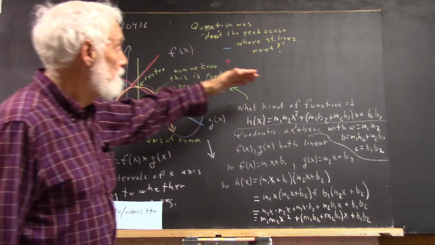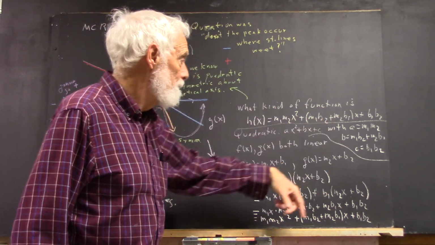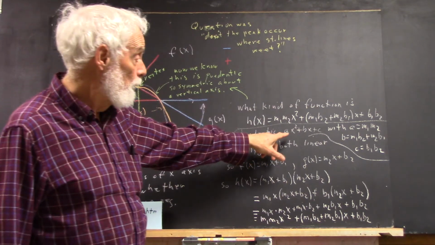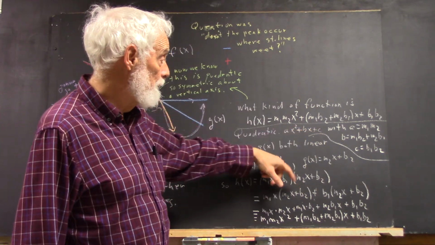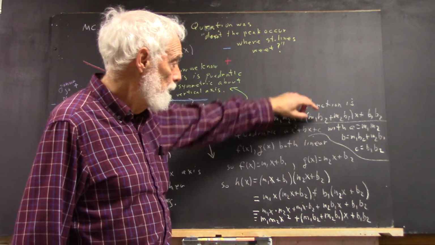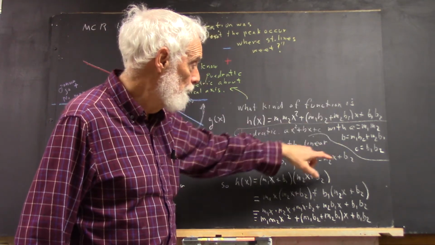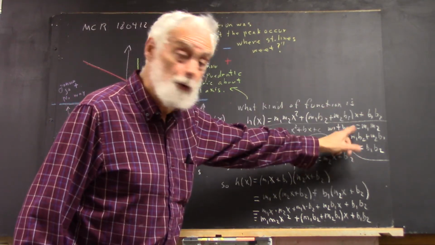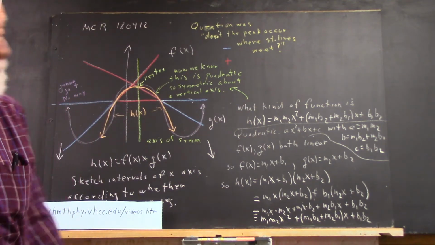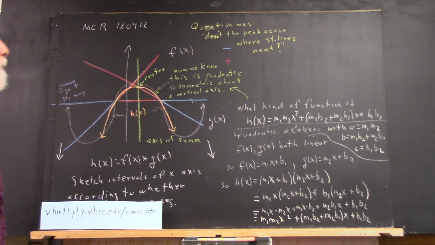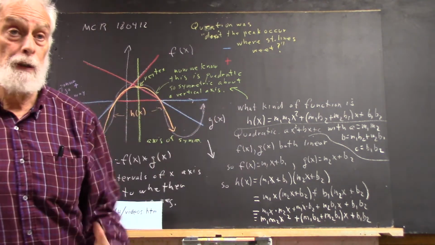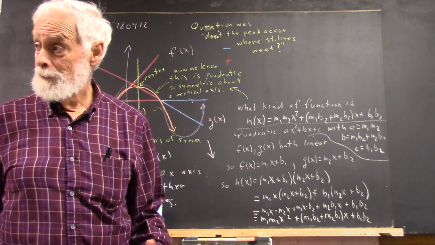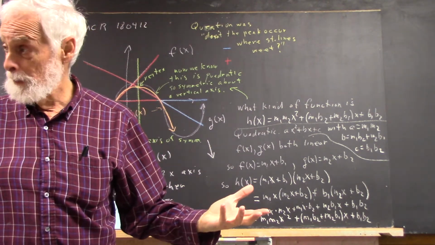Okay, well, anyhow, that function is quadratic. It's of the form ax squared plus bx plus c with a equal to m1 m2, b equal to m1 b2 plus m2 b1, and c equal to b1 b2, which I wrote down here. Now, what do you know about the graph of a quadratic function? It's a parabola, right?